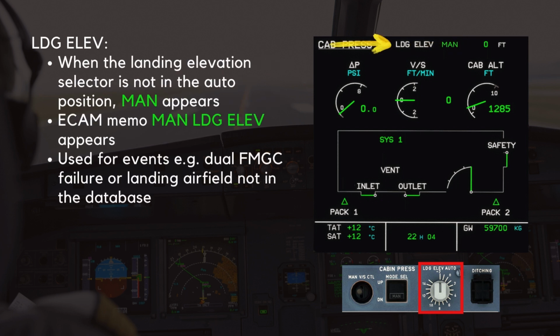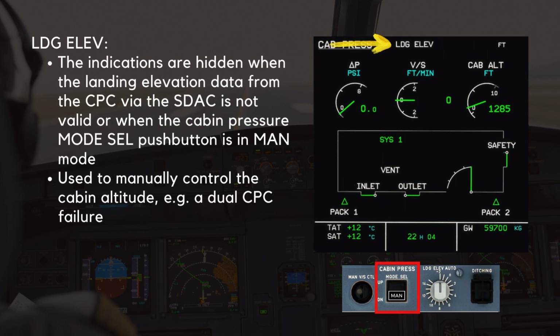When the landing elevation selector is not in the auto position, MAN appears in green. In addition to this, the ECAM memo MAN landing elevation also appears in green. This is used for events such as a dual FMGC failure, or in the rare case that the landing airfield is not in the database. The indications are hidden when the landing elevation data from the CPC via the SDAC is not valid, or when the cabin pressure mode selector push button is in manual mode. This is used to manually control the cabin altitude, for instance, in the case of a dual CPC failure.